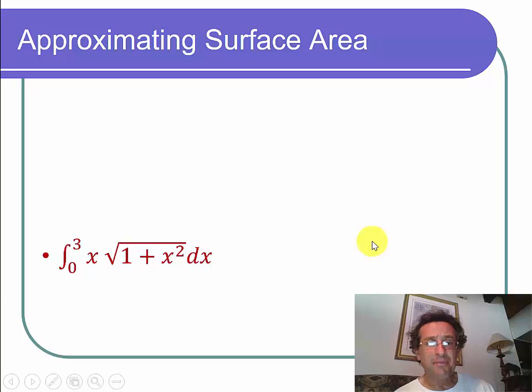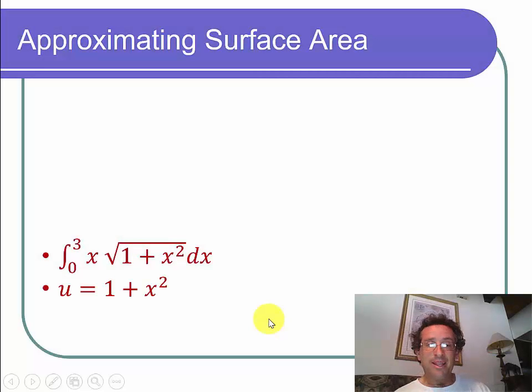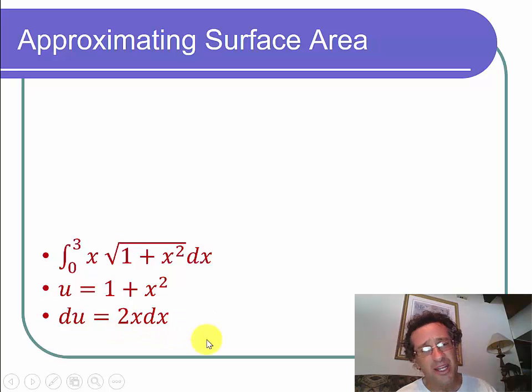So let's look at a little U substitution problem. We have the integral from 0 to 3 of x times the square root of 1 plus x squared dx. So hopefully you know that the first step would be to let u equal 1 plus x squared, and the next would be to say that du is 2x dx. But my guess is when you do this, you don't even think about really what's going on, why this works, and what's happening. So let me draw a picture.